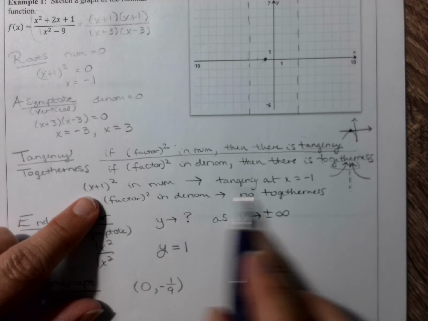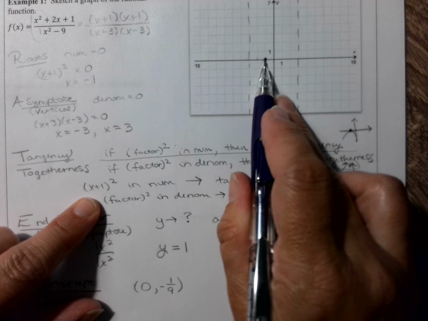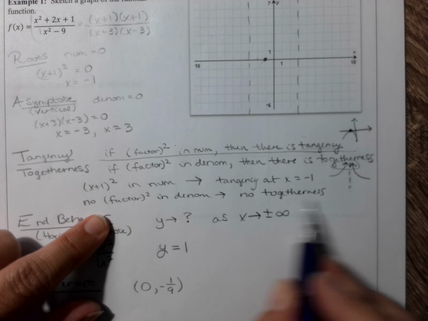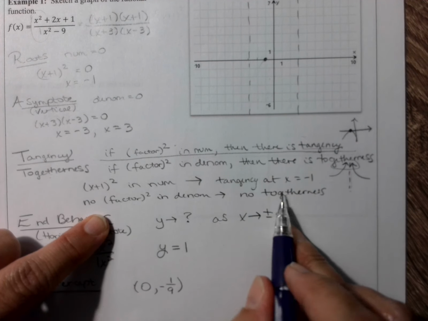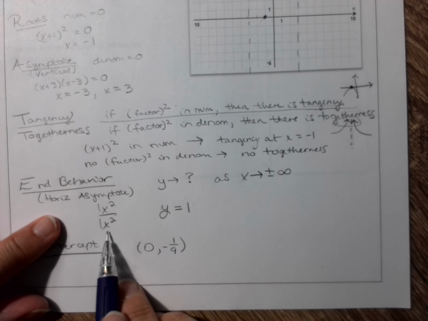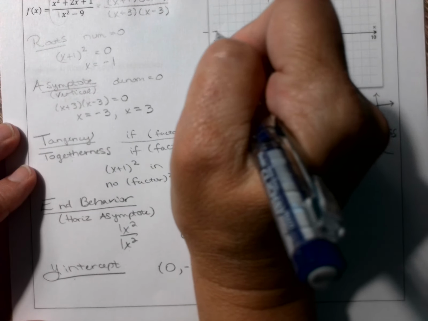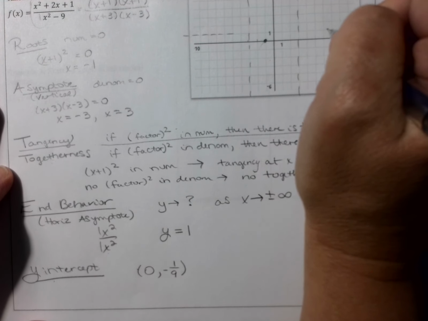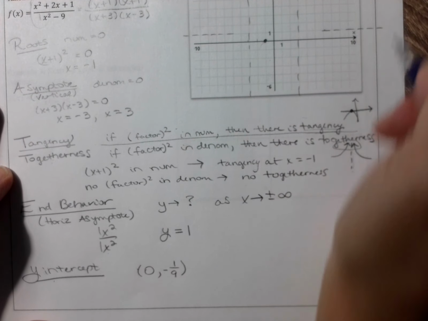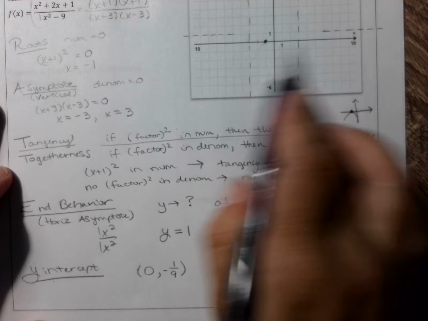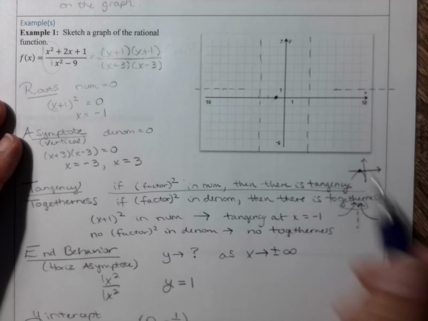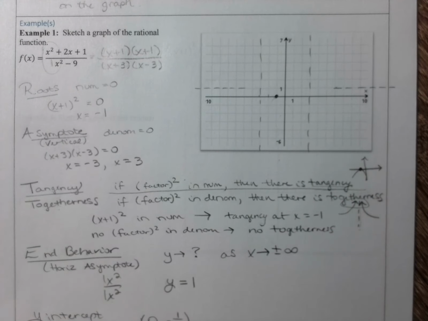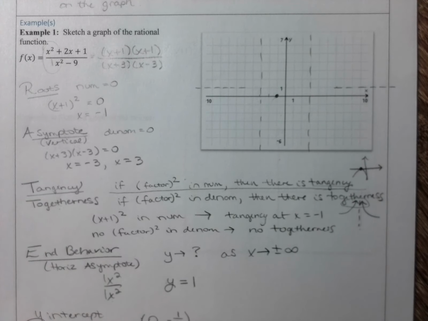Remember that we're going to have tangency at our root. There is no togetherness. We'll talk about that in just a moment. Our end behavior, horizontal asymptote is y equals 1. Now remember, I like to draw that horizontal asymptote just on the ends of the graph because it's just about end behavior, not about what's going on in the middle of the graph. And then we have this y-intercept at -1/9. So just going to stick that in right there.